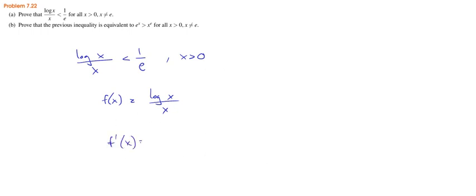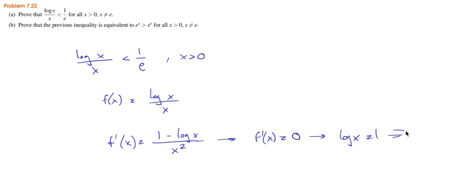So the derivative is going to be, well, x squared in the denominator, and you have x times 1 over x, 1, and then minus the logarithm of x, right? Now the derivative is 0 only when the logarithm of x equals 1, which is when x equals e, right? So f prime at e is 0, right? Now the denominator is x squared, so it's always positive.